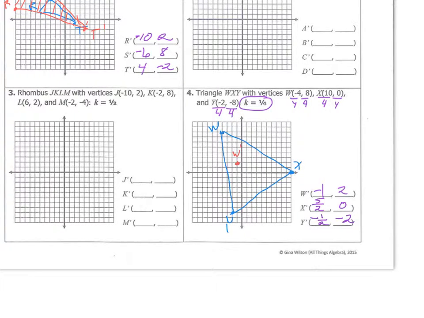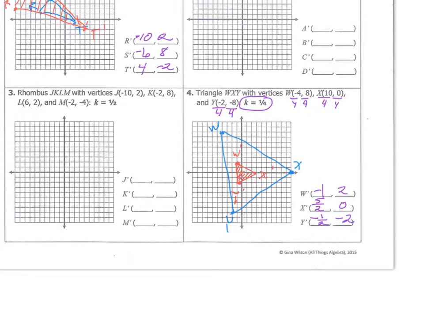Five halves as a mixed number is what? What's 5 halves as a mixed number? 2 and 1/2. So you're just going to count to the right 2 and a half. So you're going to be plotting in between these two lines here, and then you're going to stay at 0, so you're going to plot right here. And then -1/2 goes to the left, halfway between 0 and -1, and down -2, so you end up right there for Y prime. And as you can see, our image is inside the pre-image. And that is 1/4 the size of the original.